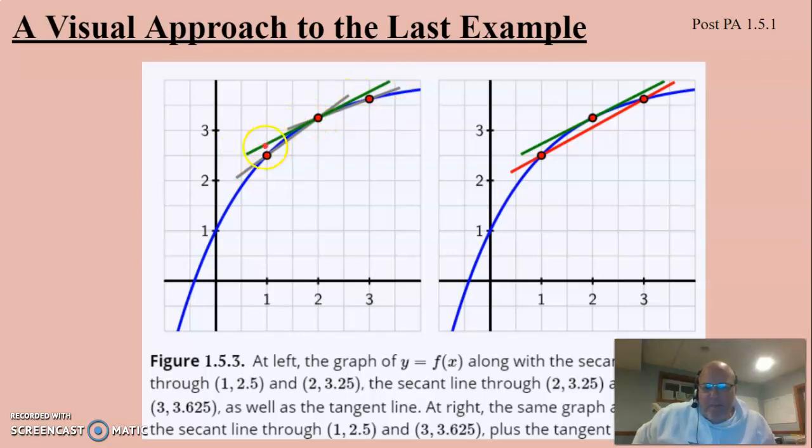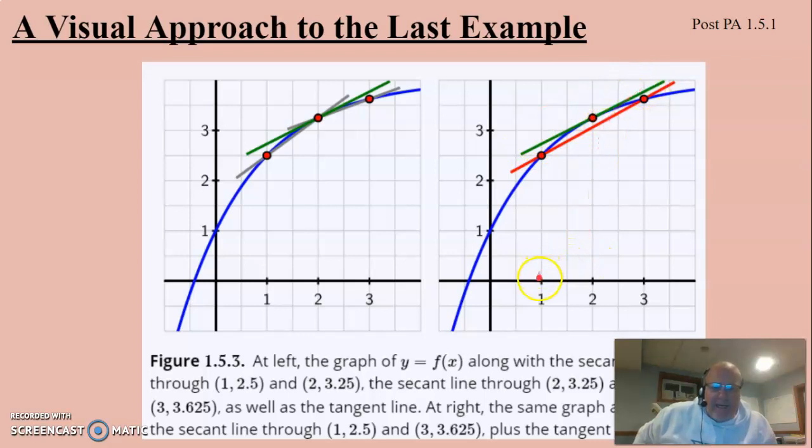Now, perhaps an easier way to do this, and don't get mad because I'm going to show you an easier way now, is we could simply find the slope of the secant line between 1 and 3. So this red line right here represents the slope of the secant line between 1 and 3, which is darn near the same. It's not exactly the same, but it's pretty darn close to being the slope of the tangent line at 2.